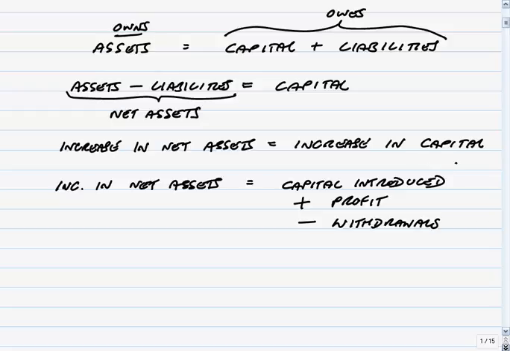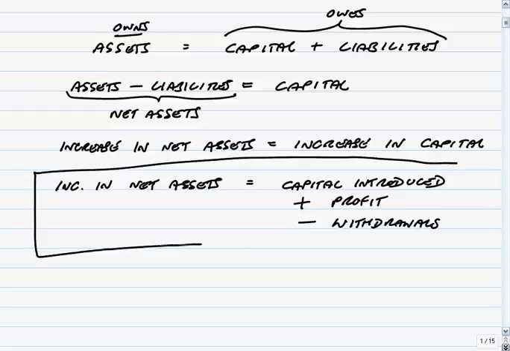So over a period, the increase in net assets will equal capital introduced plus profit less withdrawals. You must learn that equation. Take however long it needs to check you're happy with where it came from, but then learn it and make sure you can apply it. You will be asked one or two multiple choice questions on this in your exam.